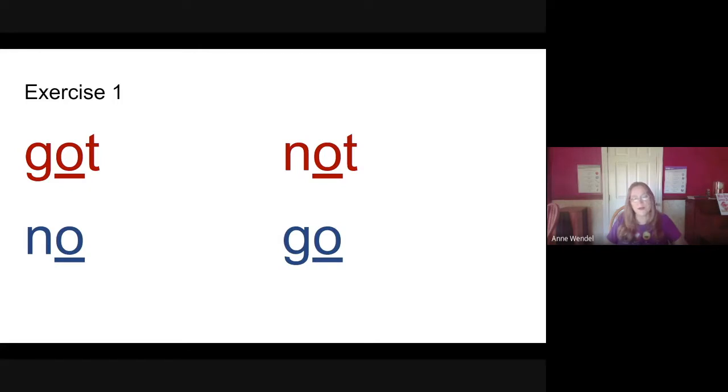The next two words follow rule number 2. When a vowel is followed by nothing, it is long. What is the vowel? Yes, O. What is it followed by? Yes, it's followed by nothing. If a vowel is followed by nothing, it is long. What does a long O say?